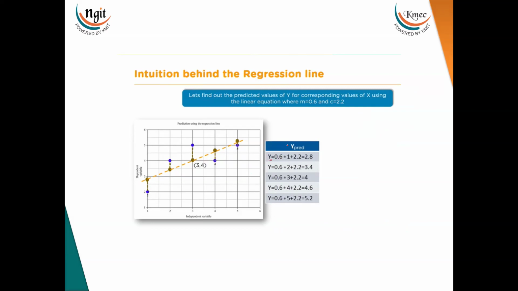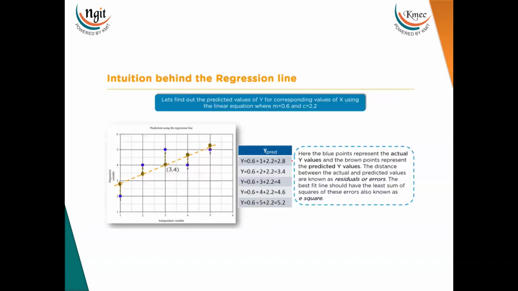See, y means actual values, which we have already been given. Now we are predicting. Now y equal to 0.6 into 1 plus 2.2. For the very first x value, we got 2.8. Next, when x is equal to 2, we got 3.4. Next, we got 4 for the x value 3. Next, for 4, we got 4.6, and the next x value is 5, we got 5.2. So these are the predicted values. We have actual values, and now we have the predicted values.